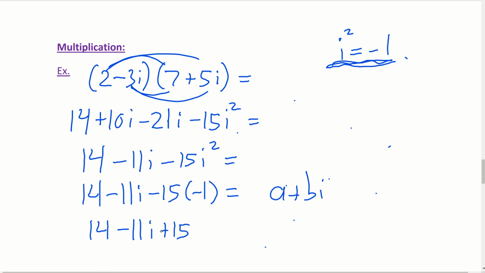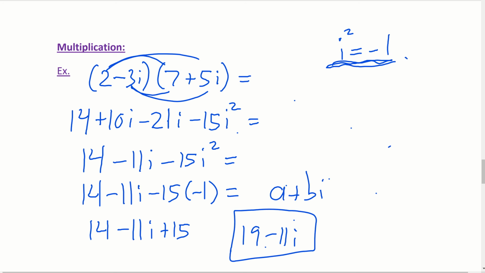And then combining the real parts, 15 plus 14, that will give us 19 minus 11i. And that's our final answer. So when we multiply the two complex numbers, 2 minus 3i times 7 plus 5i, that product results in the complex number 19 minus 11i.